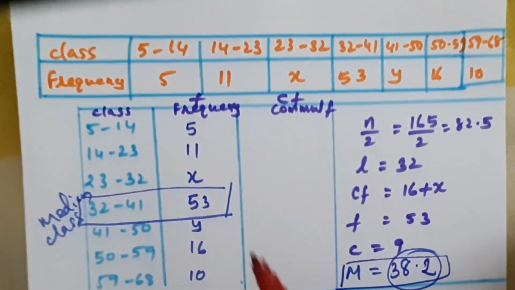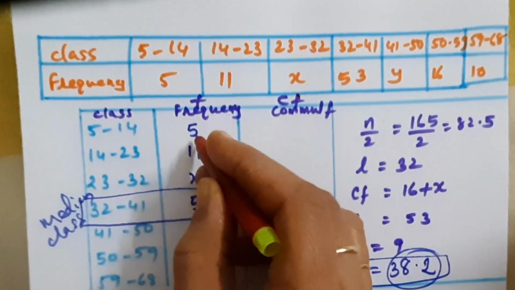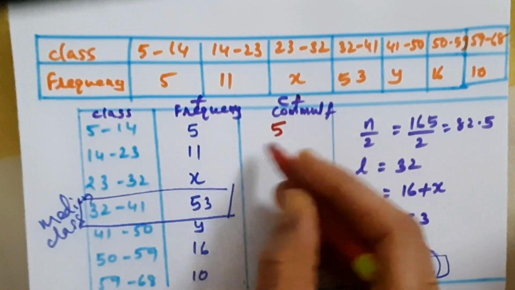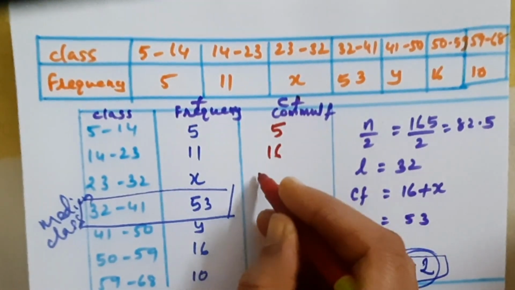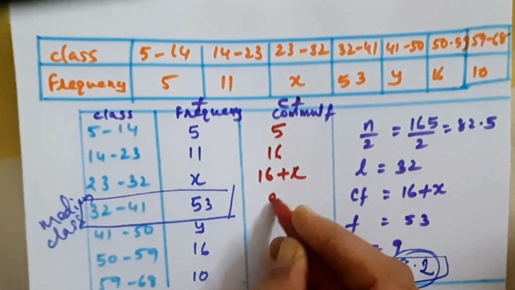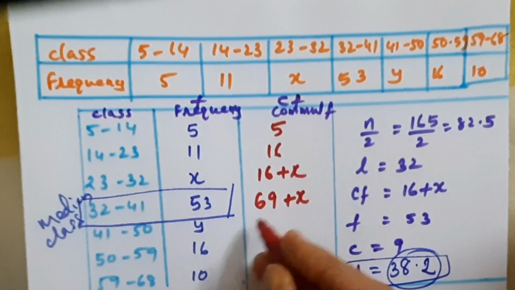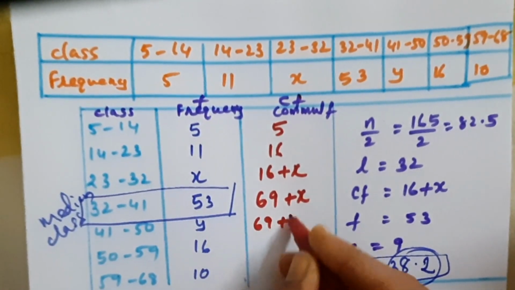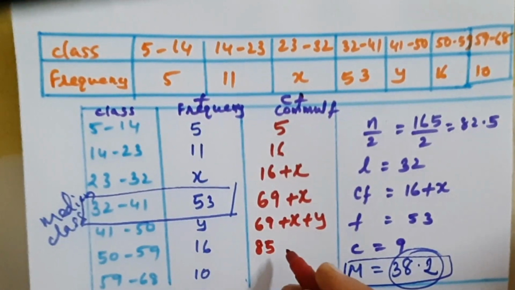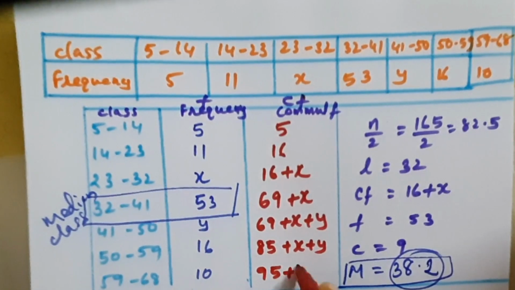How do we find it? How to write the cumulative frequency, which is represented by CF? We start with the first number, and whatever the first number is, we repeat that. Now add diagonally: 5 plus 11 is 16. Then 16 plus x. Now adding 16 and 53, it's 69 plus x. Now 69 plus x plus y. Then 69 plus 16 plus x plus y is 85, and 85 plus 10 is 95 plus x plus y.